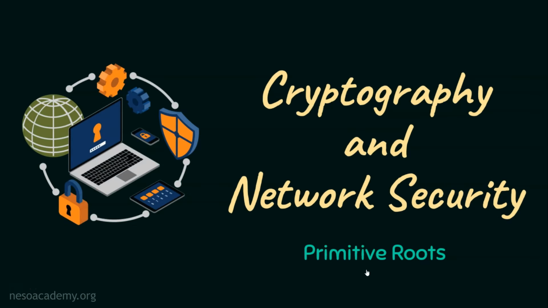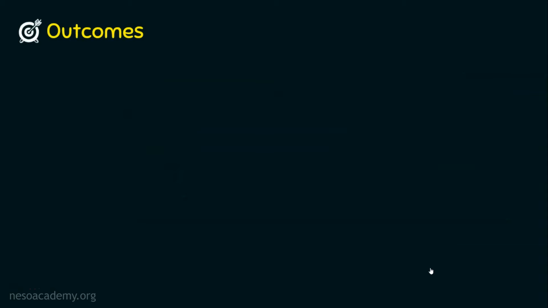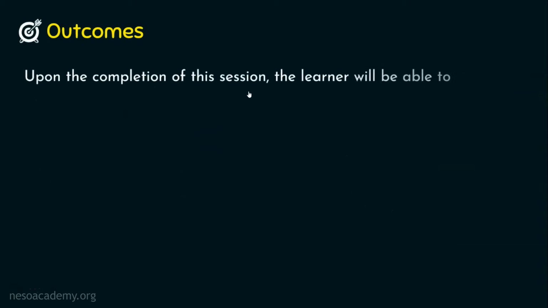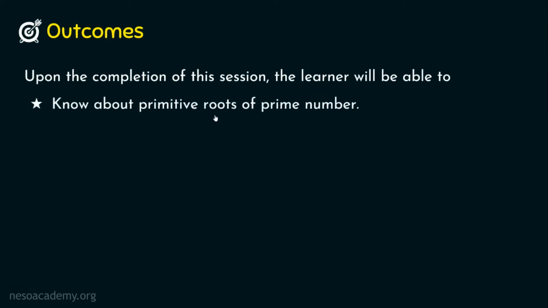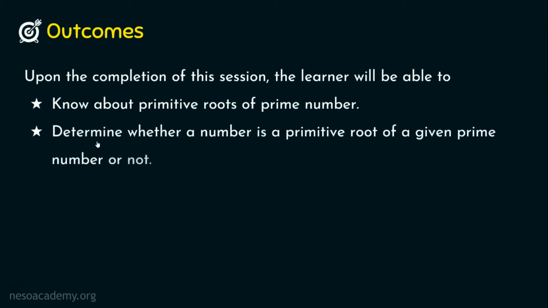In this presentation, we are going to find the primitive roots. As usual, let's start the session with the outcomes. Upon the completion of this session, the learner will be able to: outcome number 1, know about primitive roots of a prime number, and outcome number 2, determine whether a number is a primitive root of a given prime number or not.